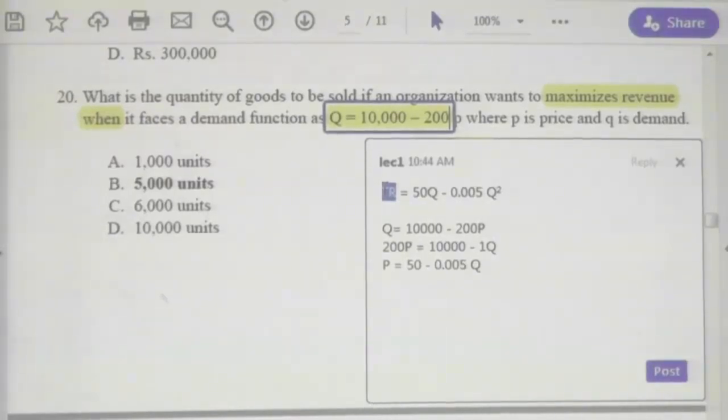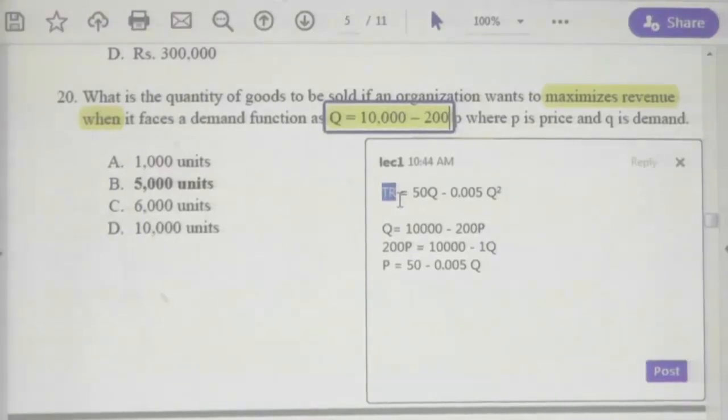When a formula is plotted on a graph sheet, you have a line. Is that clear? Now, this line will turn. At these turning points, the value of the dependent variable will be maximum or minimum. Is that clear? It will be maximum or minimum.